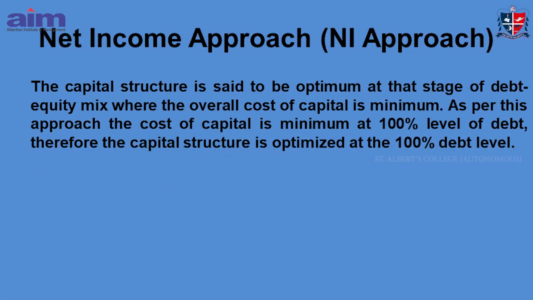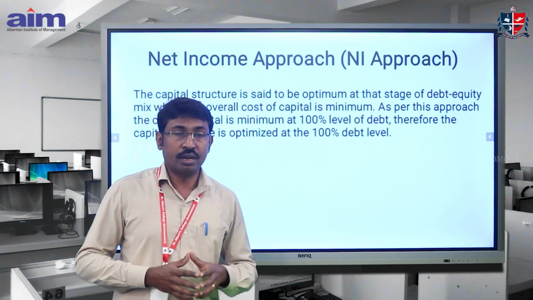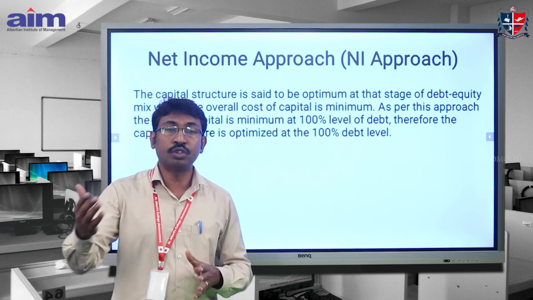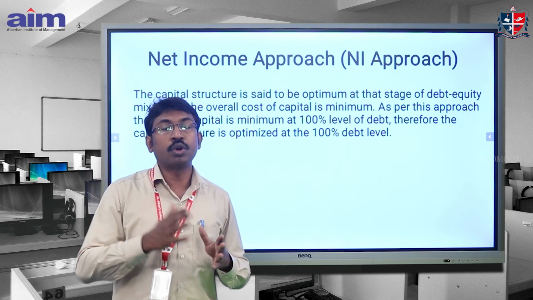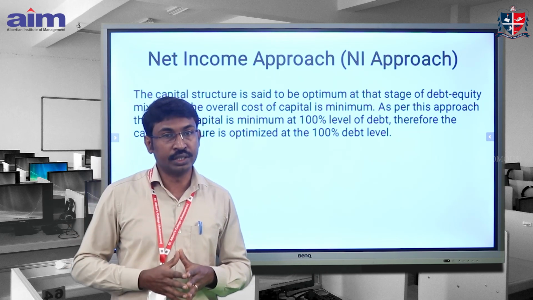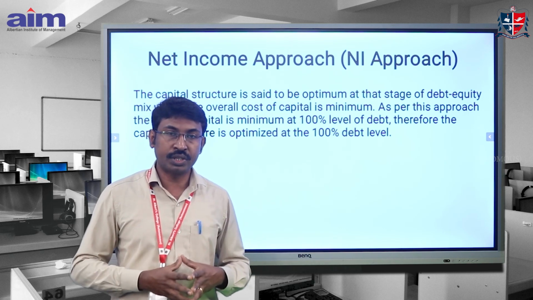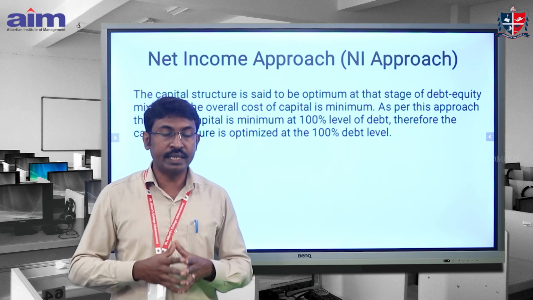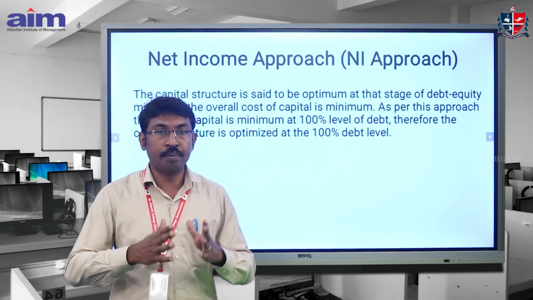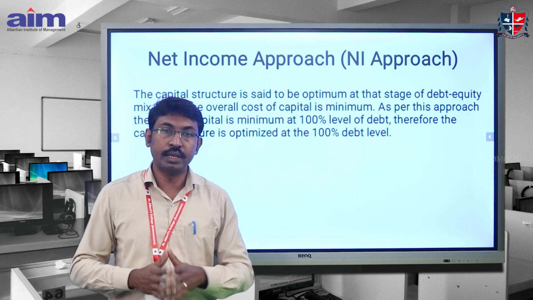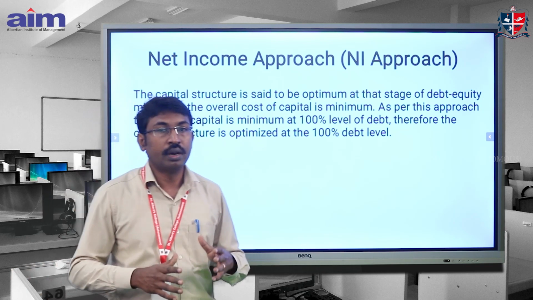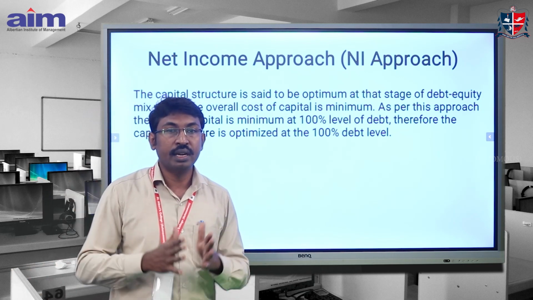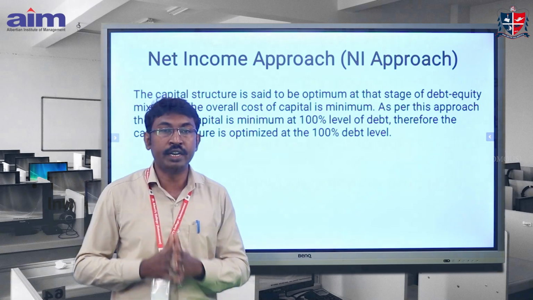What is the ideal capital structure according to this argument? In this case, when you use more debt, the overall cost of capital comes down. That means in proportion to the increase in debt, the overall cost of capital comes down and value increases. So under the NI argument, when you use maximum debt, that means 100% debt in the source, that gives the maximum value and minimum cost of capital. So according to the NI approach, the ideal capital structure is the situation where we are using 100% debt.